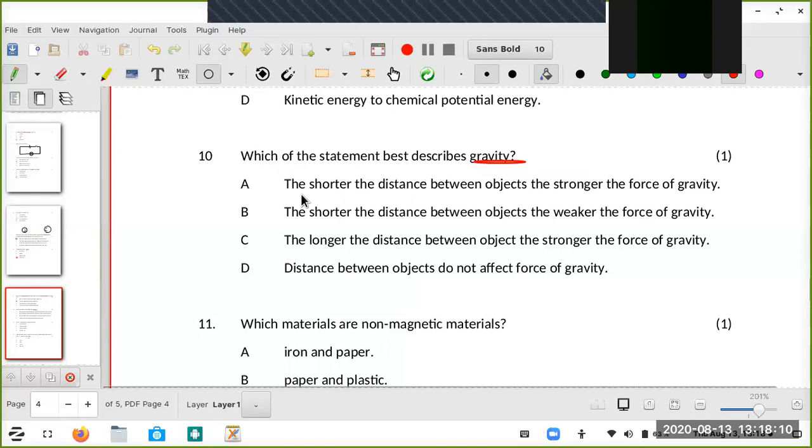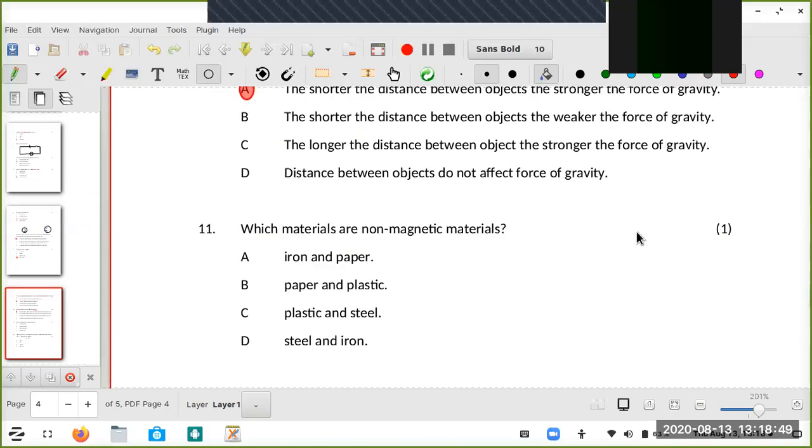So it means we have A being our answer. The shorter the distance between objects, the stronger the force of gravity, right? This is the correct option. Remember planets, right? If they are far away from each other, the force of gravity that they are going to exert onto each other is going to be very, very small. But if they are nearer to each other, then the force of gravity will be very what? High. Right?